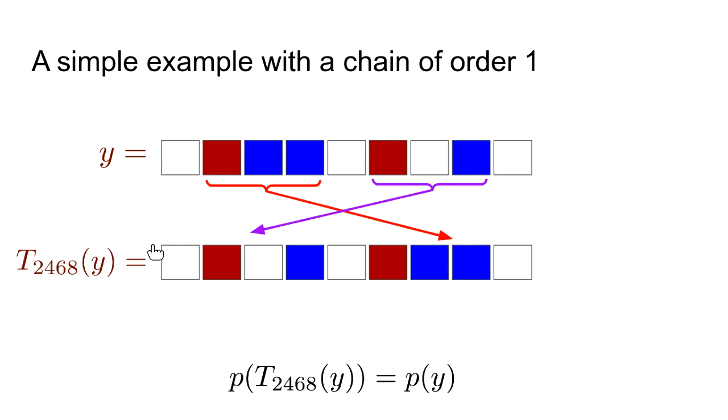So this is Y, and this is T of Y, where T is a block switch transformation. And because it's a shorter one, it's easy to see that this won't change the distribution. Again, that's exactly what we wanted to have, because like with exchangeable data, if we permute, we don't change the distribution. Here it's the same, but with those block switch transformations.